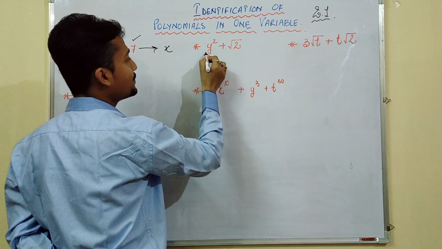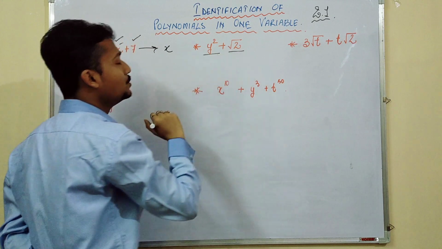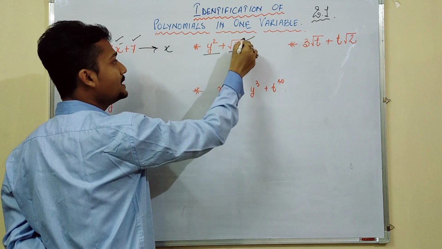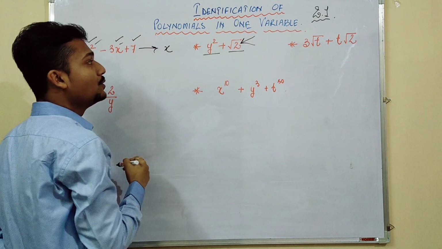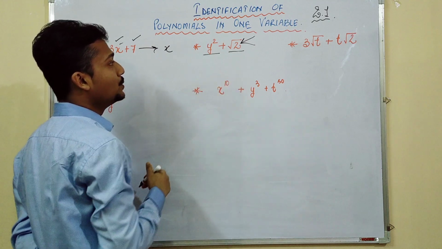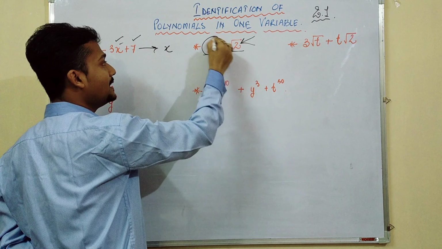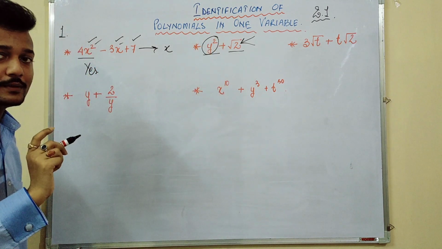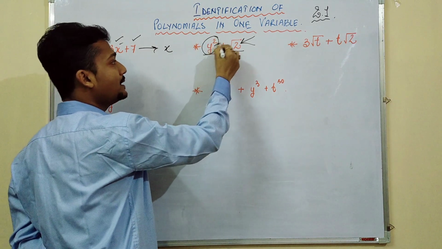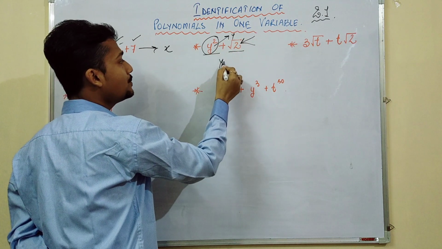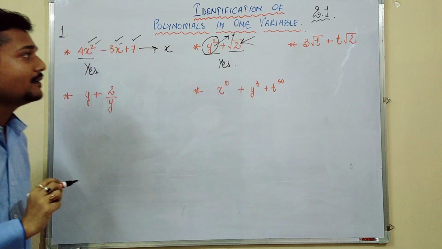Check this out. Here it is y square plus root over 2. The root over is on 2, but there is no root over sign in the variable part. And how many variables are there? There is only one variable, that is y. So this is also a polynomial in one variable.